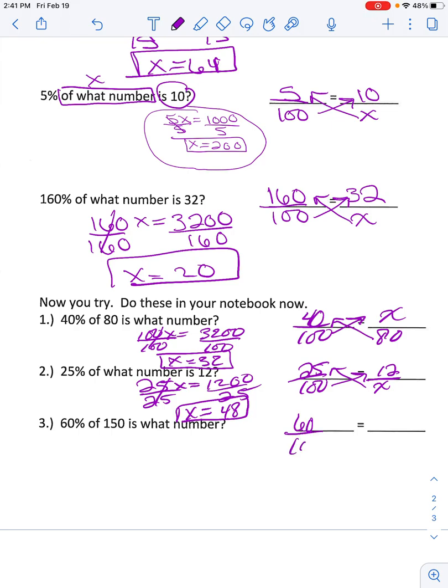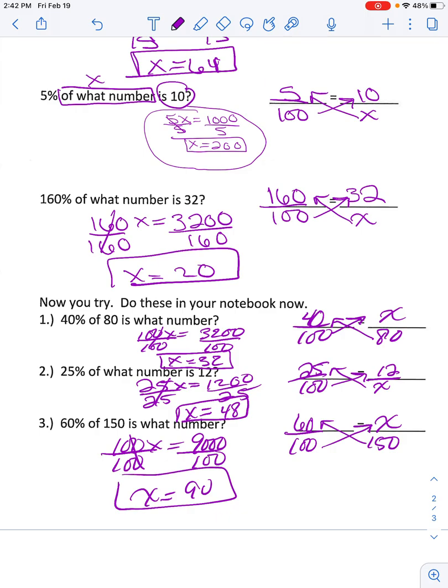And the last one, 60%, put your percentages over 100. Of 150 is what number? Is over of, x goes on top. 100 times x is 100x. 60 times 150, you should have got 9,000 divided by 100. So x is 90.